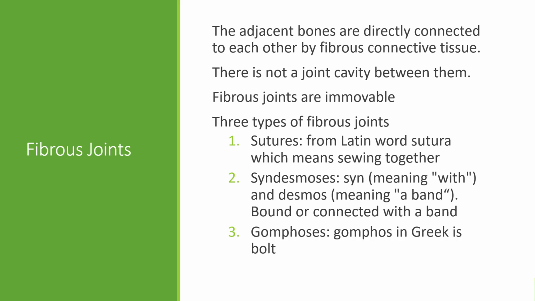There's three different types of fibrous joints that we look at. We look at sutures, which means they are sewn together, like what we're going to see in the skull. Syndesmoses, this means they have a band of tissue that's holding them together. And gomphoses, which is Greek for the term bolt, which is what we see with the way a tooth is in the socket of your jaw.